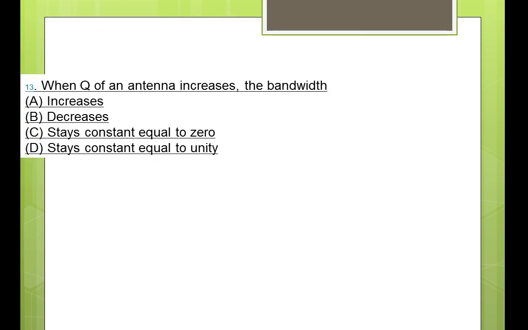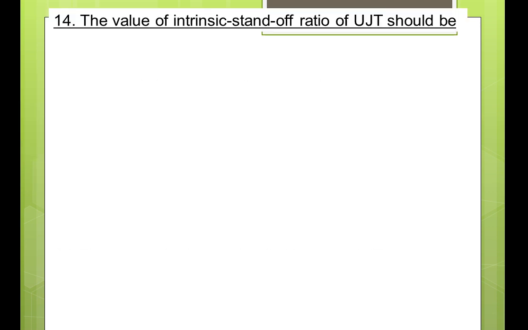So the next question is, when the Q of an antenna, that is, the quality factor of an antenna, increases, the bandwidth increases, decreases, stays constant, equal to 0, or stays constant, equal to unity. So here the answer is stays constant. Whenever the quality factor of an antenna increases, the bandwidth will stay constant, equal to unity.